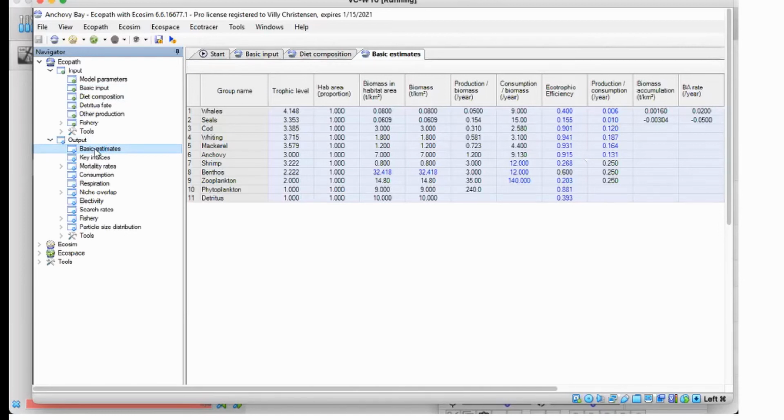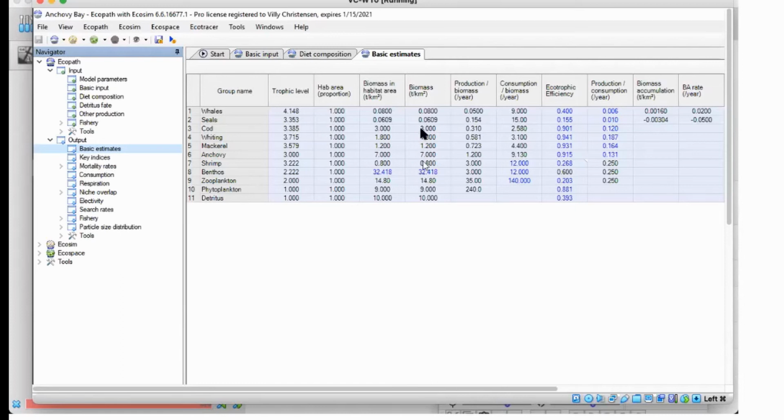Here on these screens, you can see the background is gray. That's because in the beginning you'll be confused about whether you are on input or on estimates. So the color coding just tells you, oh, you're on estimates now. And the blue ones here are the ones that Ecopath has estimated. So in this model, it's estimated the ecotrophic efficiency for most groups, but not for benthos, which is a catch-all group in this simple ecosystem, where we have assumed that 60% of the production is accounted for in the model. So we have 40% other mortality, and based on that, it estimates a biomass of 32 ton per square kilometer.